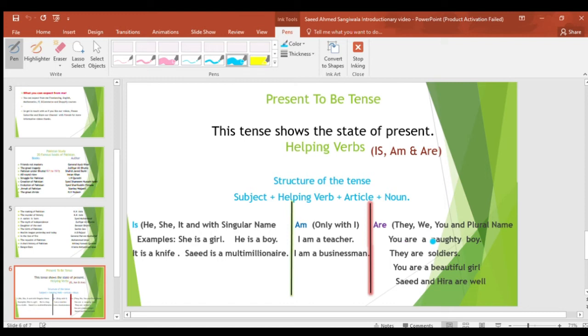You are a naughty boy. Here naughty is an adjective that is used with boy. They are soldiers. You are a beautiful girl. Beautiful is also an adjective. We use adjectives for increment. Said and Hira are well.